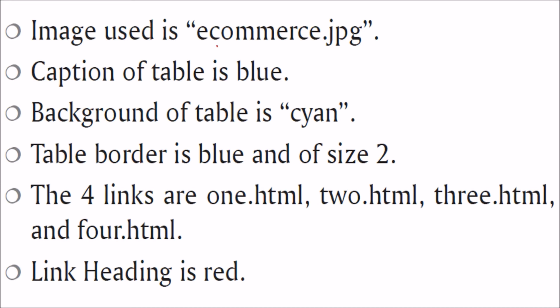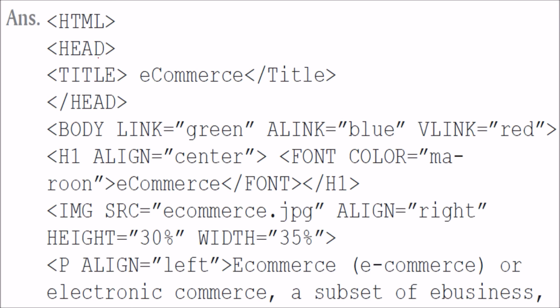The image used is e-commerce.jpg. You can use any image which corresponds to this. Caption of the table is blue. The background of the table is cyan. Table border is blue and size is 2. There are 4 links, 1, 2, 3, 4, and the link heading is in red. I hope you follow all this. So we are just going to make this page.